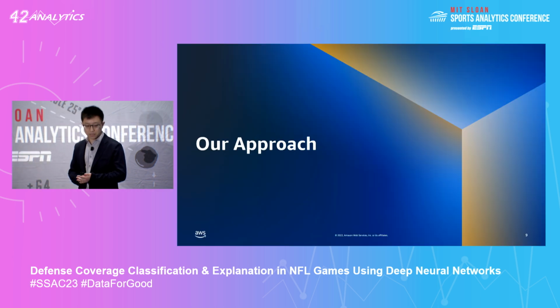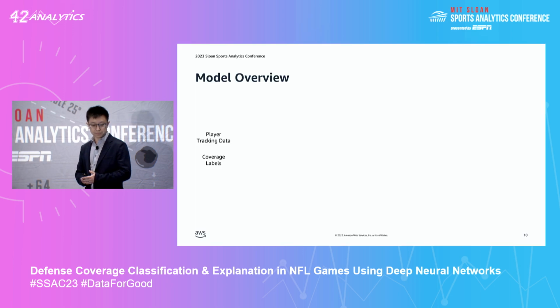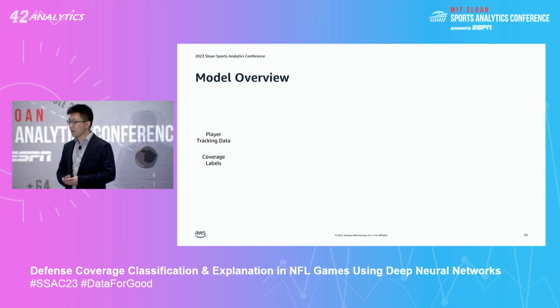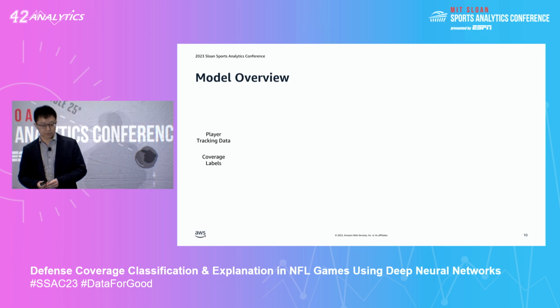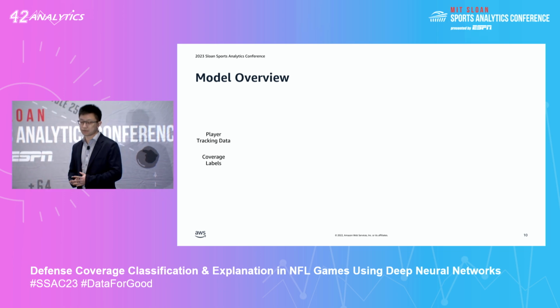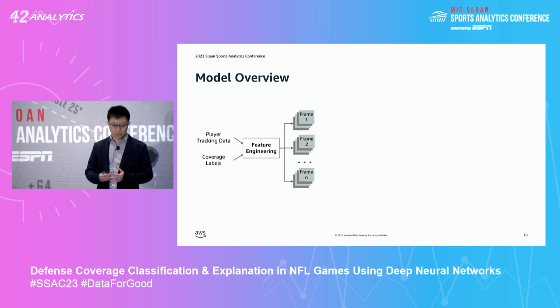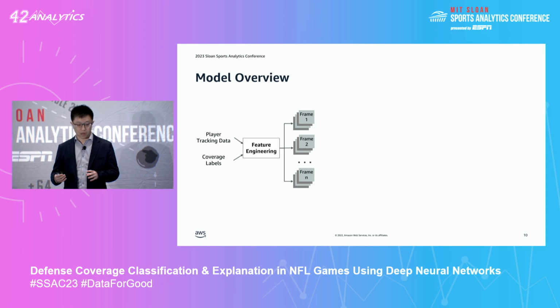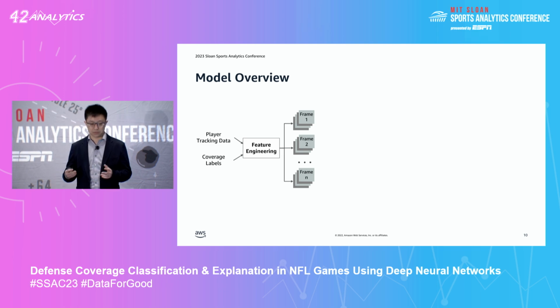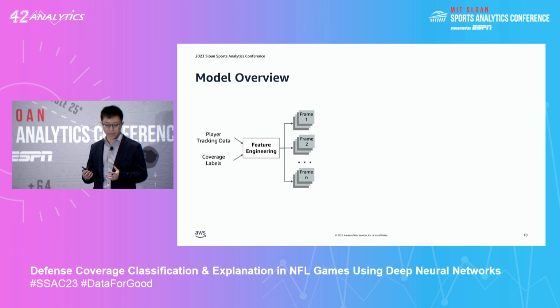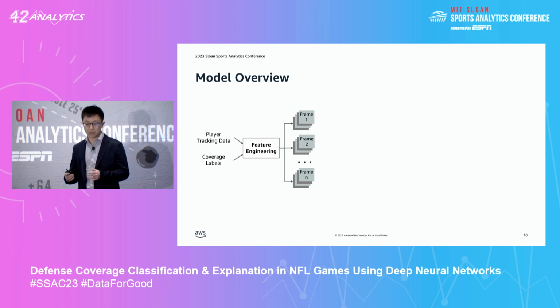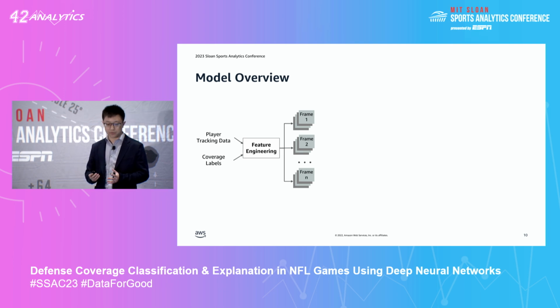So next I will talk about our general approach to this problem. As the input, we have the player tracking data and the manually annotated coverage labels. The first step is feature engineering. We follow some existing work on this domain to construct the relative features, for example, relative location, speed, and acceleration between each pair of the players. So that's how we arrive at the features at each frame of the play.